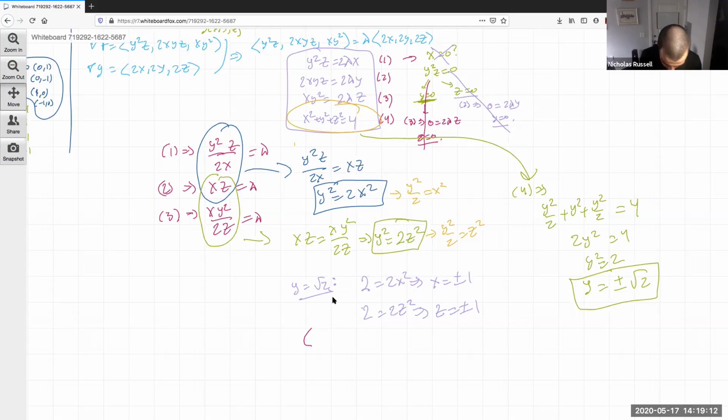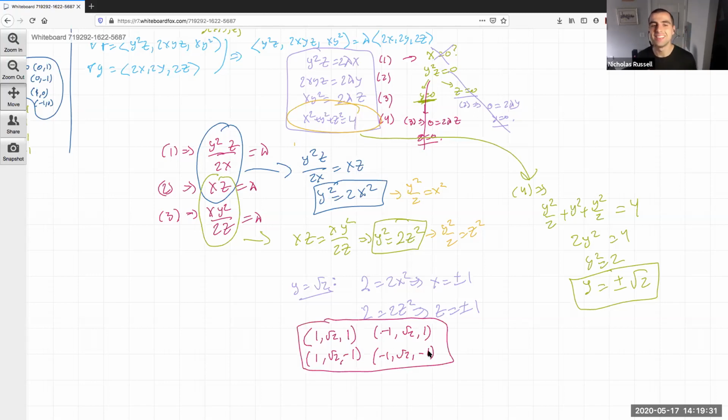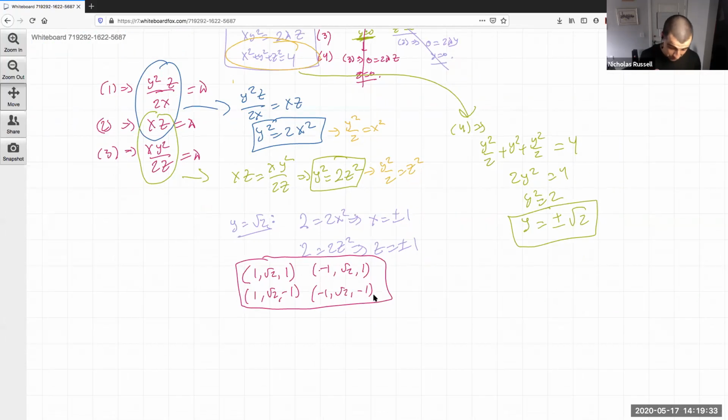I have 1 square root of 2, 1. 1 square root of 2, negative 1. Negative 1 square root of 2, 1. Negative 1 square root of 2, negative 1. And these are the 4 here. Yeah. This is fun. This is a crazy one. There's a lot of options.